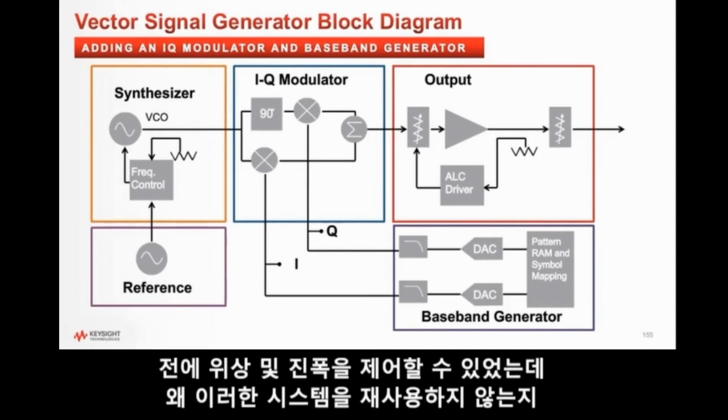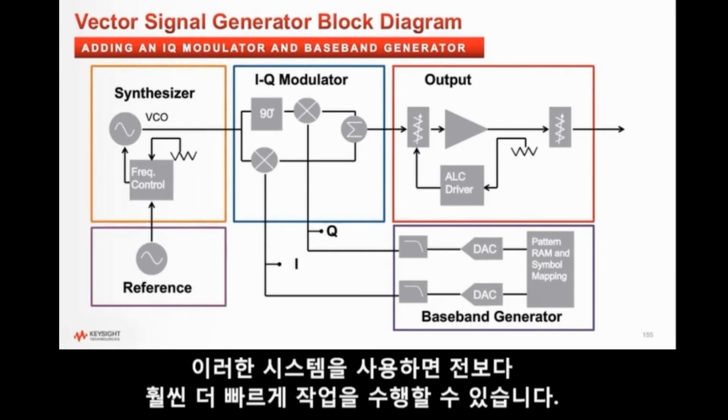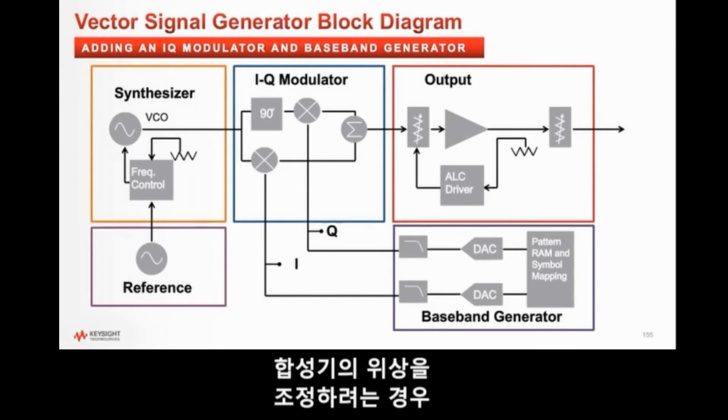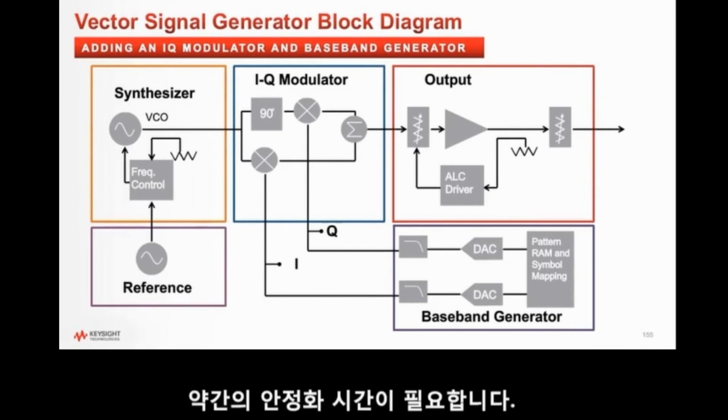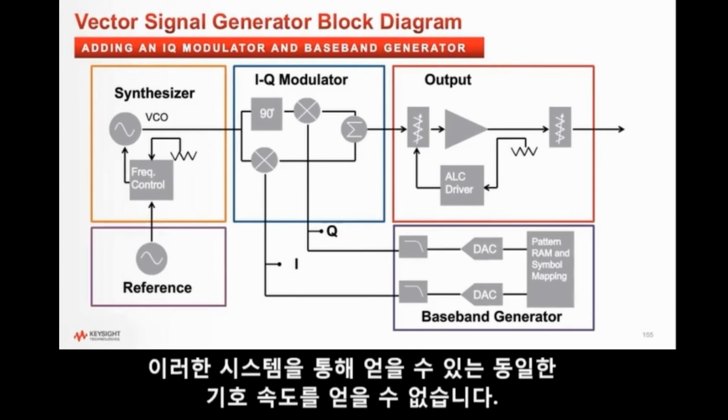You might be saying to yourself, well, we had phase and amplitude control before, why didn't we just reuse those systems? Well, it turns out you can do things much faster with this sort of system than you could before. If you're trying to adjust the phase of your synthesizer, that's going to take some settling time. It's going to take more time to work out. You just can't get the same symbol rate that you can with this sort of system.